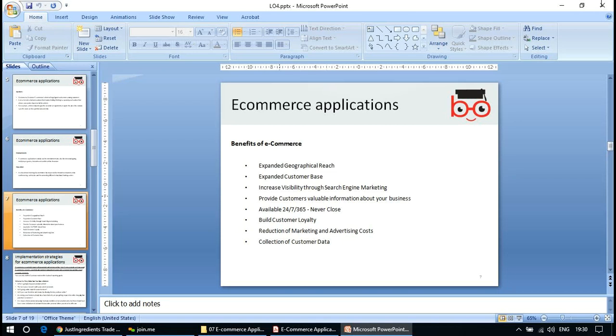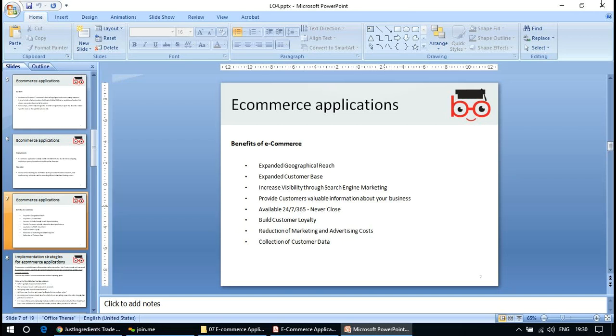Increased visibility through search engine marketing. So if it is e-com, and if it is a good business, then the search engine automatically captures your website, and the web visibility of your website is increased, isn't it? Definitely.